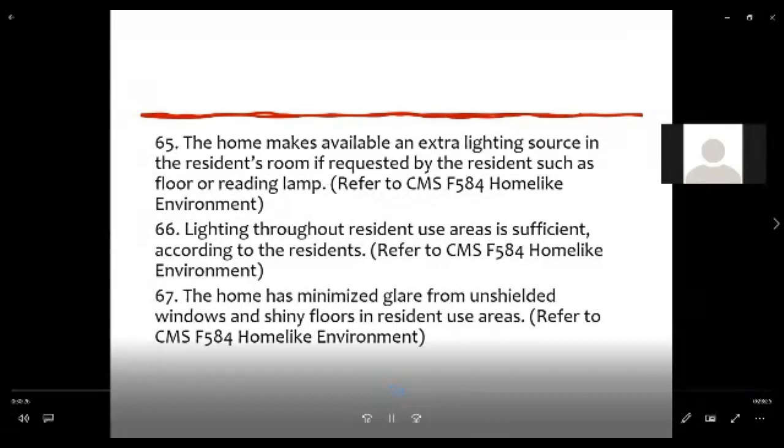Lighting throughout, number 67: the home has minimized glare from unshielded windows and shiny floors. So hopefully you don't have shiny floors anymore. To be honest, it's kind of a thing of the past, and you can get products that don't create shine. If you didn't know that, that's a simple thing to do. And probably most of your windows have some sort of drapery or blinds, but if they don't, the idea here is that you can control glare. You can get rid of glare for people.